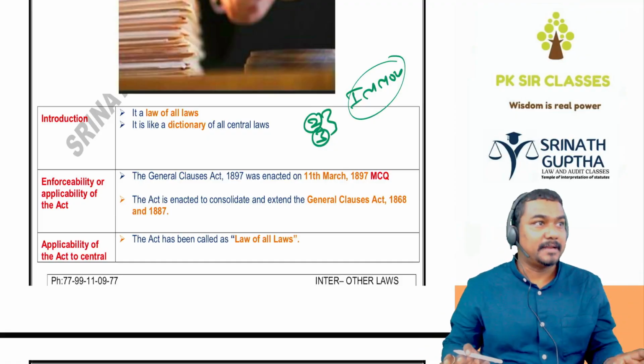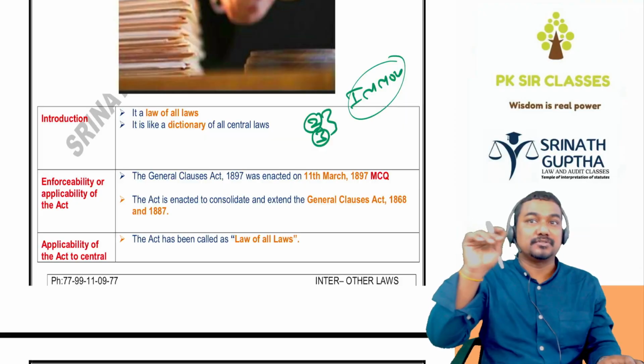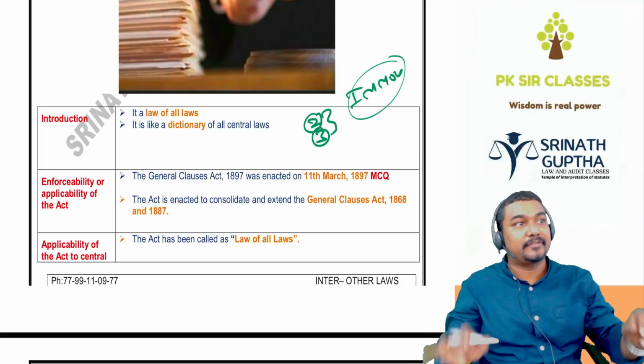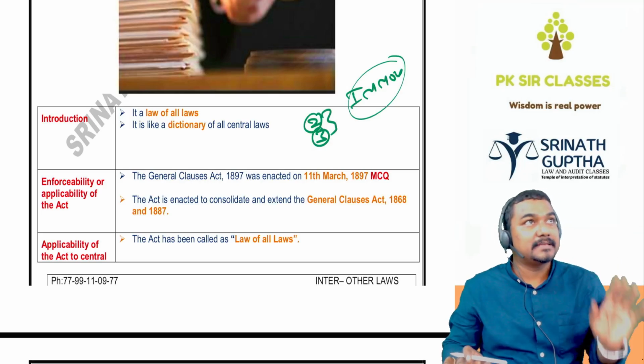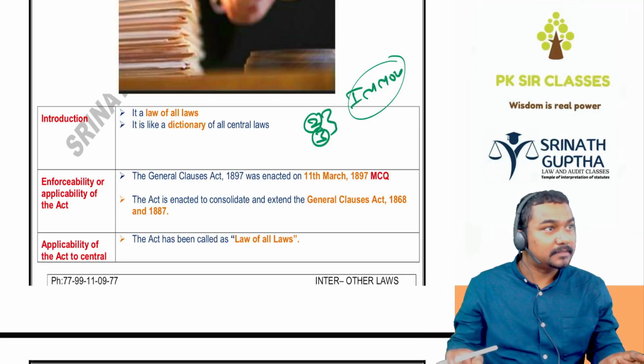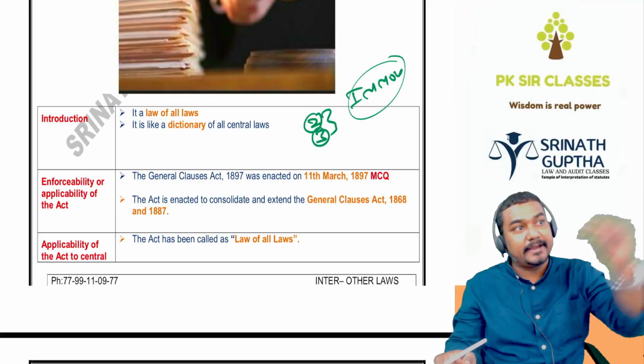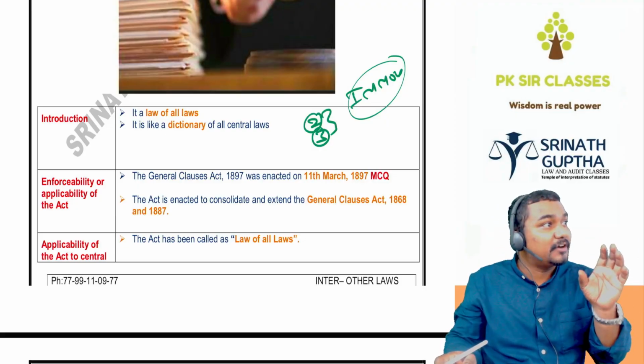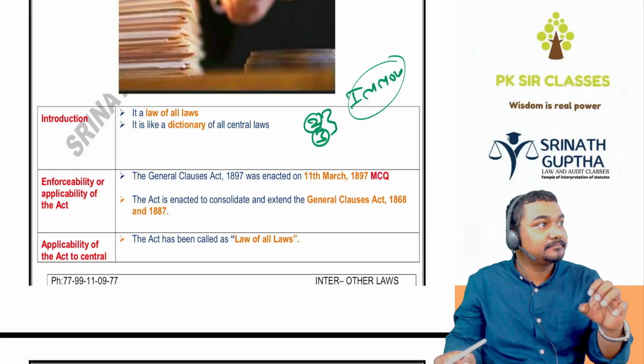Take the Companies Act. In that act, the word year is used, but the word year is not defined in the Companies Act. We will take it from the GCA. Similarly, the word month is used in the Companies Act, but it is not defined there. We will take it from the GCA. So it contains the definitions of a few words which are used in the law.